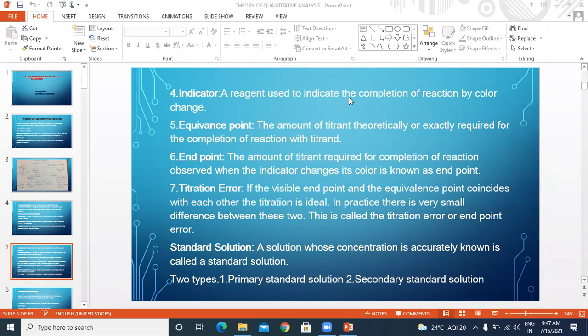This word, standard solution, we will observe throughout volumetric analysis. It is nothing but a solution whose concentration you know accurately. Basically there are two types of standard solutions: one is the primary standard solution and the other is the secondary standard solution. So what is a primary standard solution and what are its properties, and then what is a secondary standard solution, we will say now.